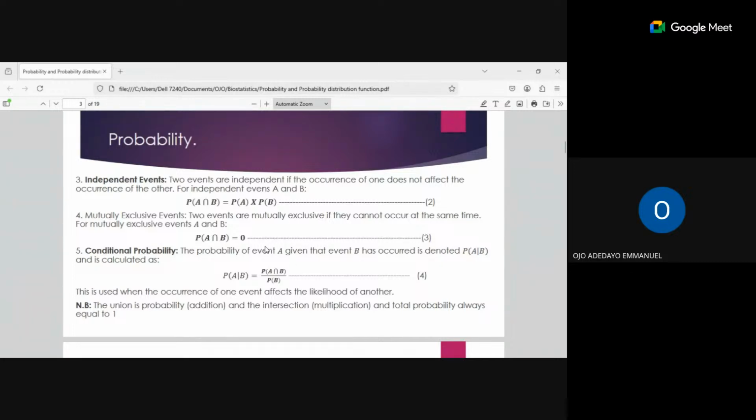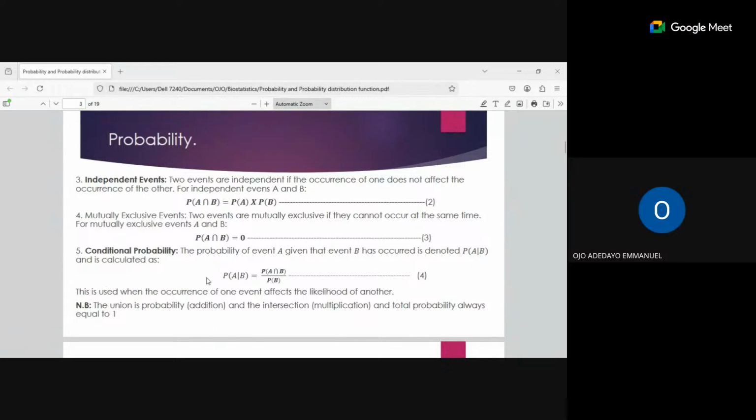Now, the probability of someone giving birth is independent of someone having malaria. That means that someone giving birth does not have anything relating to another person having malaria. So if two events can occur together, and one cannot prevent the second one, it is called an independent event.